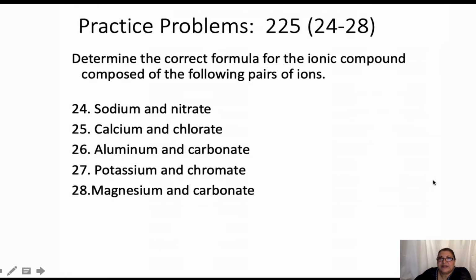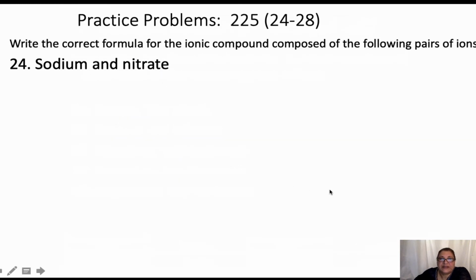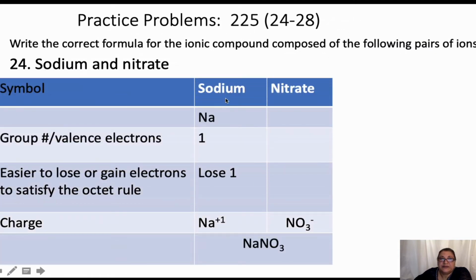But let's do some practice. There will be notes up for polyatomic, but for now let's just practice. Write the correct formula for the ionic compound composed of the following: sodium and nitrate. Now we know sodium has 1 valence electron, and it's easier to lose the one, so it becomes positive 1.